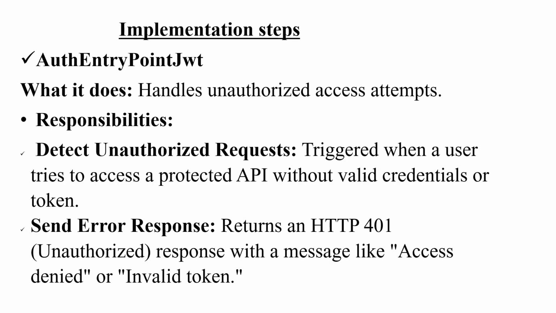So we also have the authentication entry point JWT. It handles unauthorized access attempts. So what are its responsibilities? Detect unauthorized requests: triggered when a user tries to access a protected API without valid credentials or token. Send error response: returns an HTTP 401 unauthorized response with a message like access denied or invalid token.